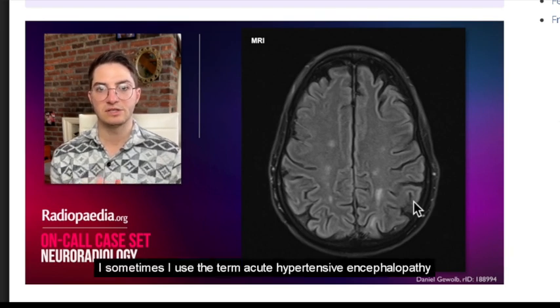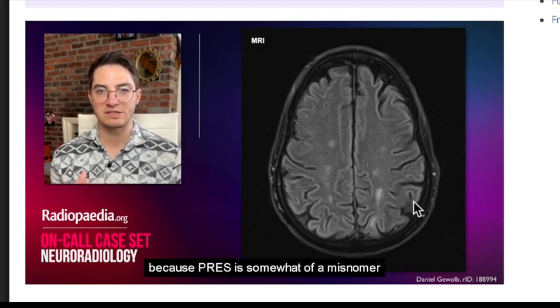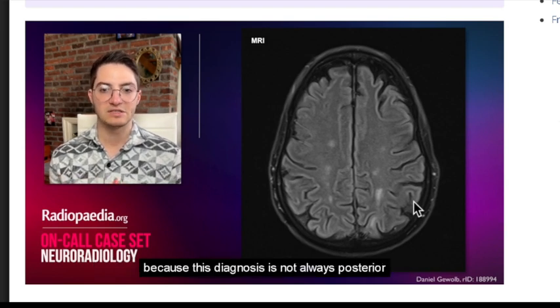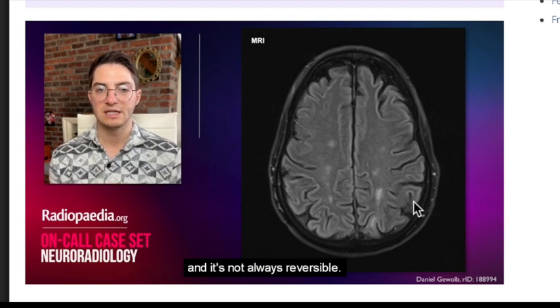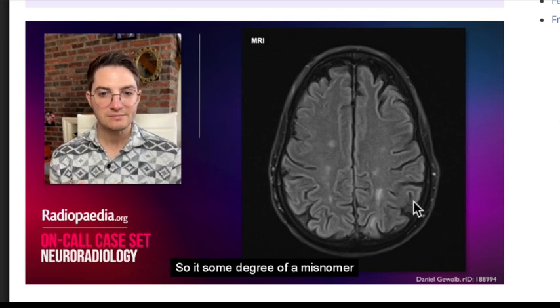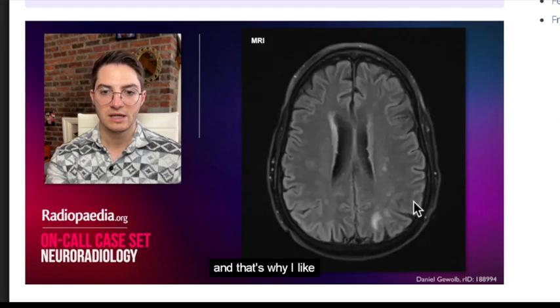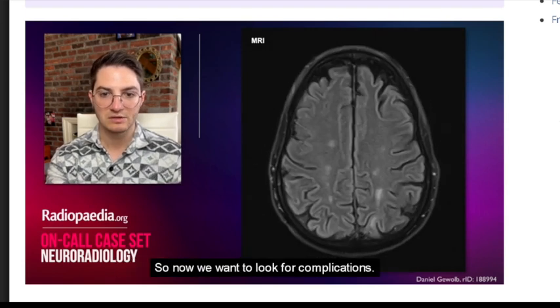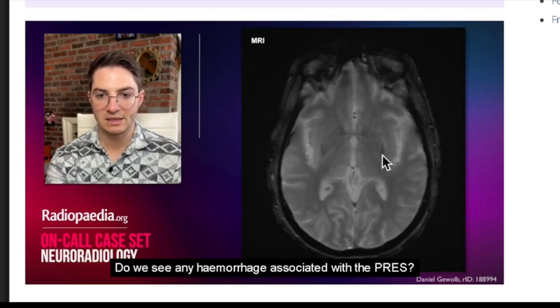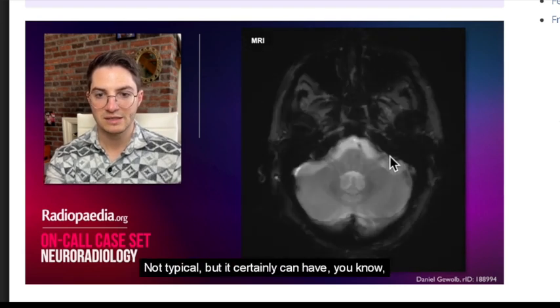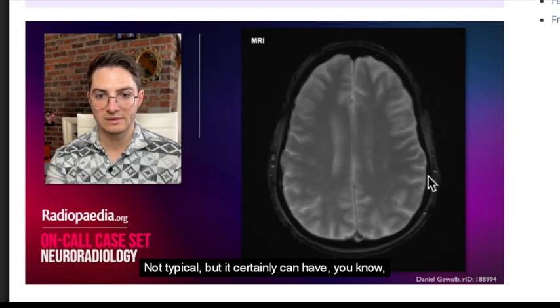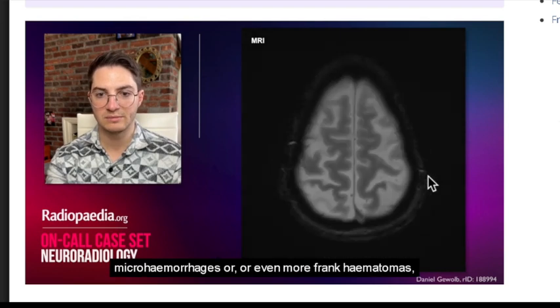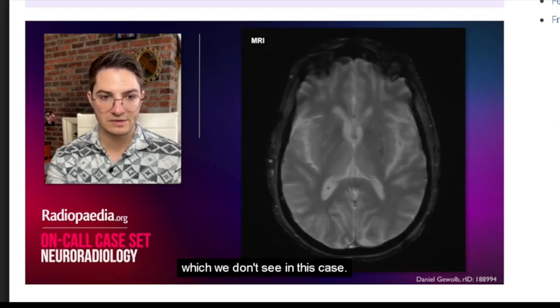Sometimes I use the term acute hypertensive encephalopathy because PRES is somewhat of a misnomer, because this diagnosis is not always posterior and it's not always reversible. So it's some degree of a misnomer, and that's why I like to sometimes use acute hypertensive encephalopathy. So now we want to look for complications. Do we see any hemorrhage associated with the PRES? Not typical, but it certainly can have microhemorrhages or even more frank hematomas, which we don't see in this case.